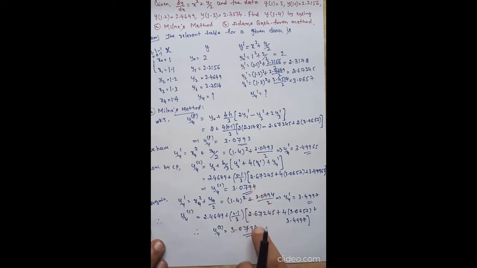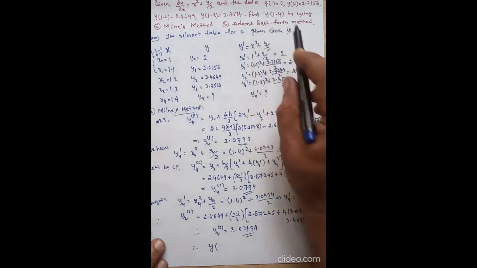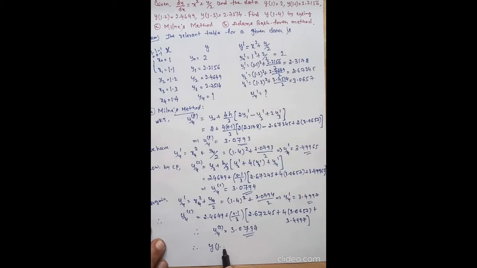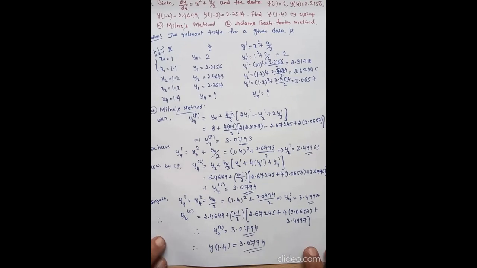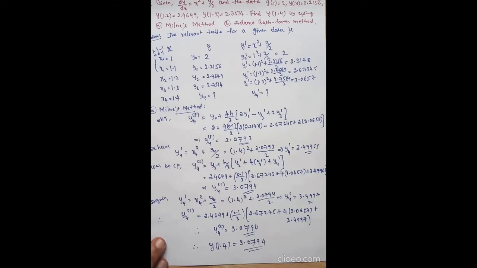So once the two values are repeated, we can stop the procedure and conclude. So y at x equals 1.4. So y of 1.4 equals 3.0794. This is the required solution of your problem according to Milne's predictor corrector formula.